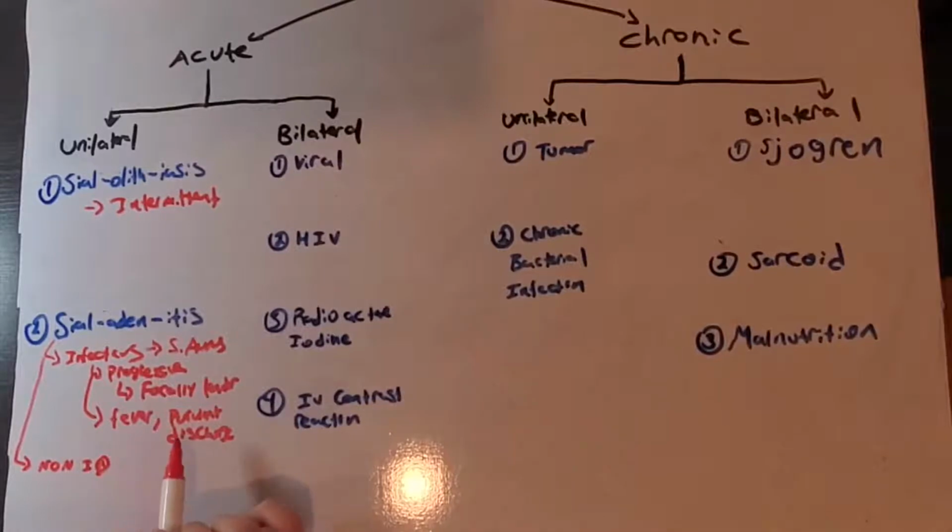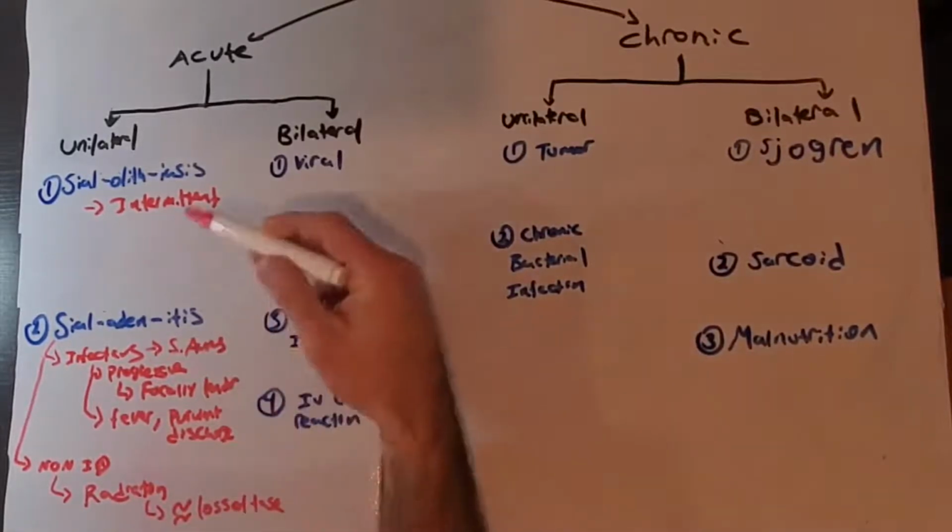The fever and purulent discharge could also be used to differentiate between non-infectious causes, and the main differential here is external beam radiation. Usually the question stem has a person with a history of head and neck radiation, so you're not going to have the high fever and purulent discharge that you might see in the infectious cause. And perhaps you'll also see some loss of taste.